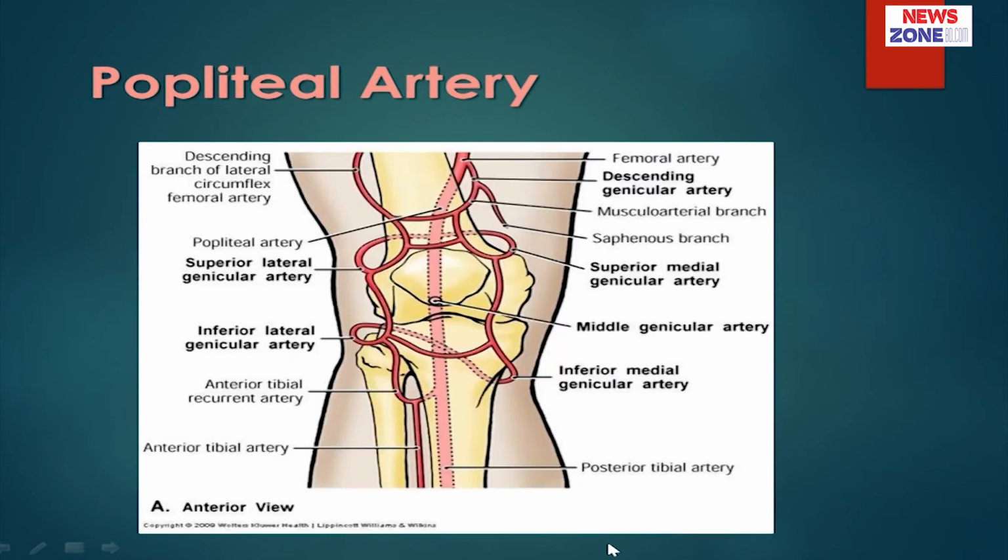Let's see a picture. You can see the popliteal artery is giving branches: the superior lateral genicular branch, superior medial genicular branch, middle genicular branch, and inferior genicular branch.